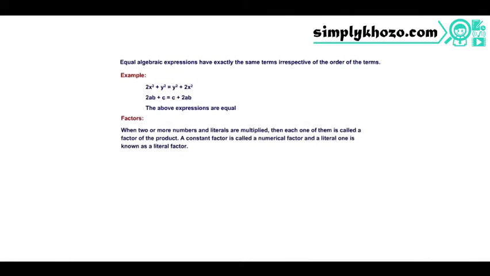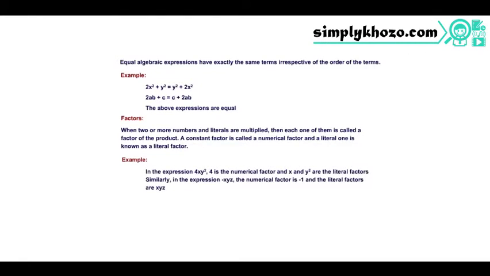Factors. When two or more numbers and literals are multiplied, then each one of them is called a factor of the product. A constant factor is called a numerical factor, and a literal one is known as a literal factor. In the expression 4xy square, 4 is the numerical factor and x and y square are the literal factors. Similarly, in the expression minus xyz, the numerical factor is minus 1 and the literal factors are x, y, z.